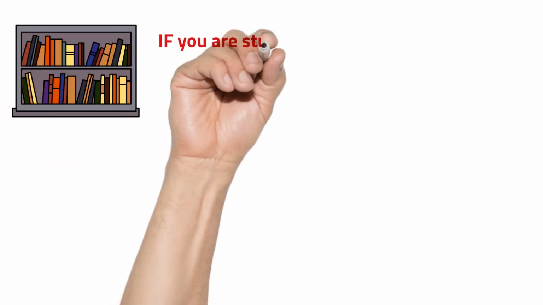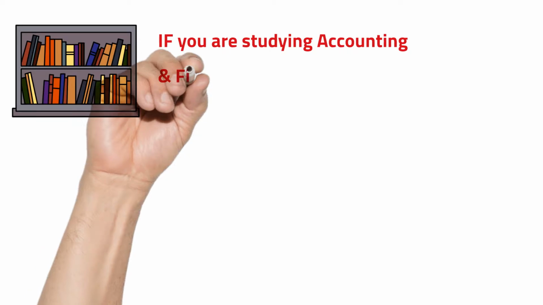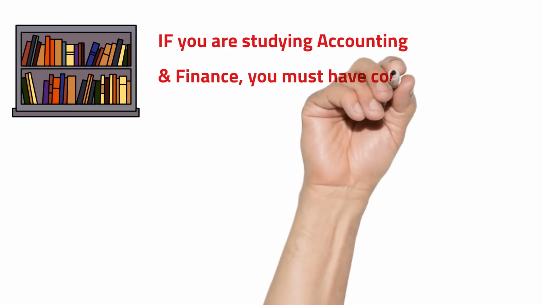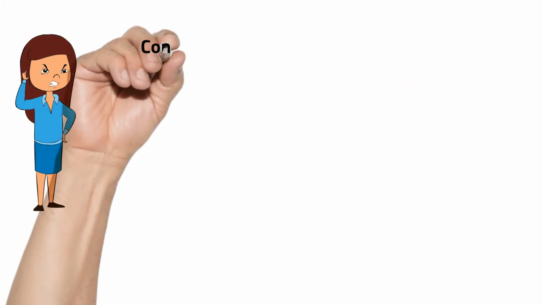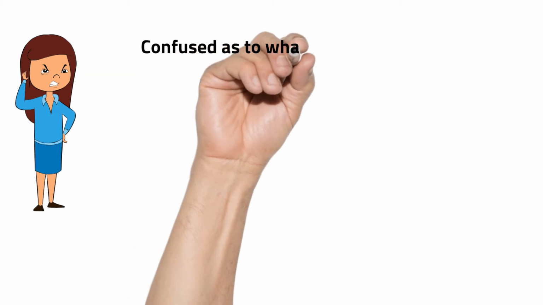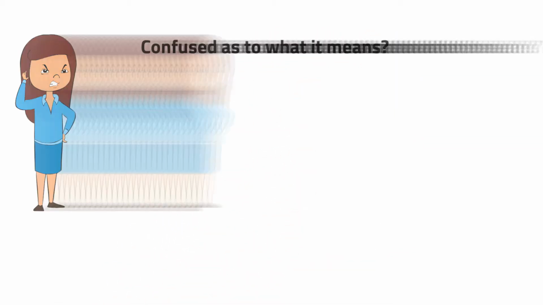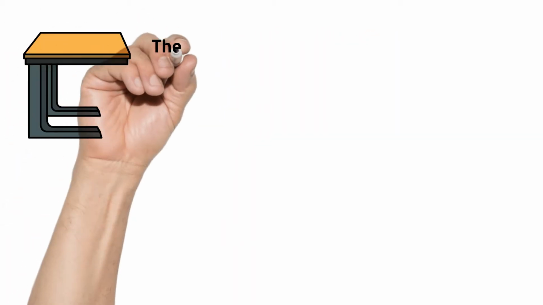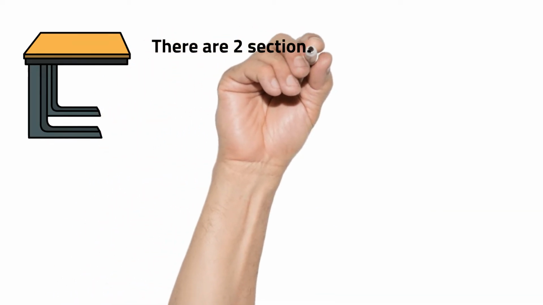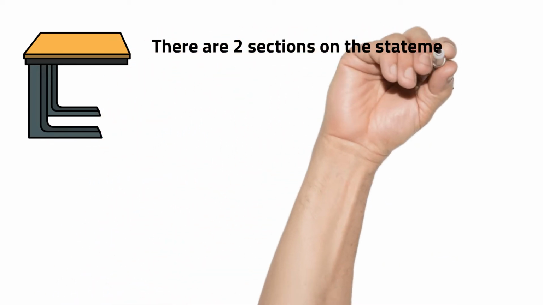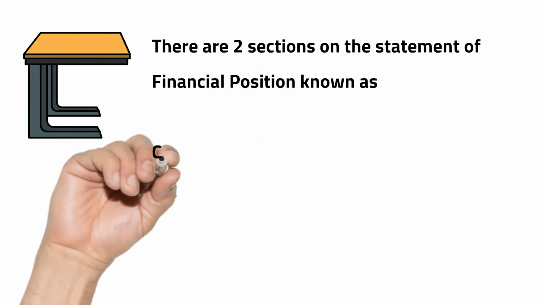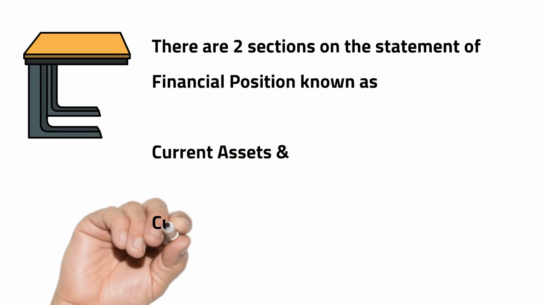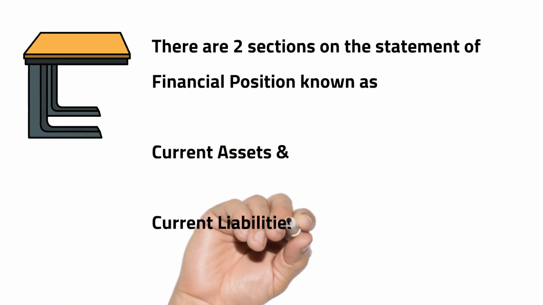If you're studying accounting and finance, you might have come across the word current ratio. Now, if you're wondering what it means, probably you've seen it appearing on the balance sheet, or now, as we name it, Statement of Financial Position. Indeed, there are two sections on the Statement of Financial Position, known as current assets and current liabilities.